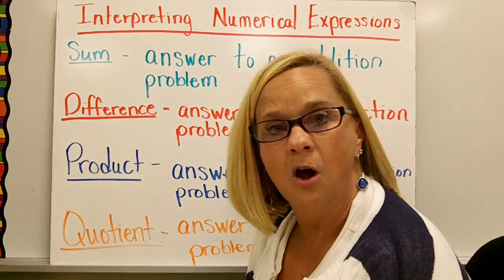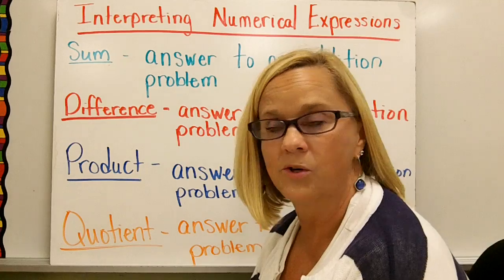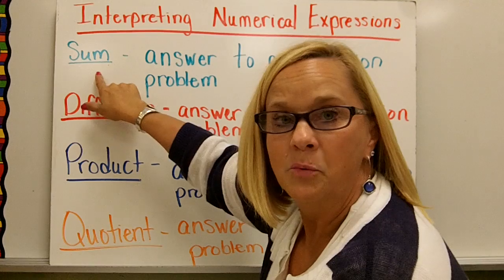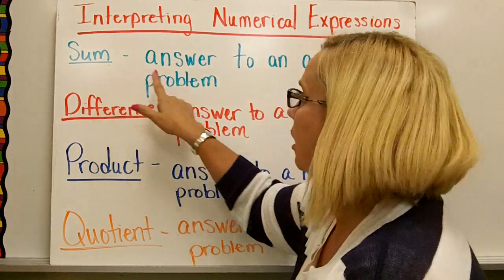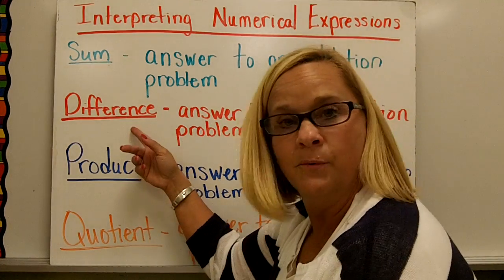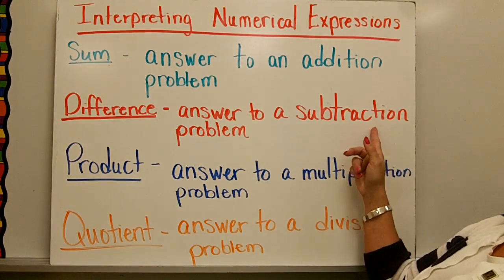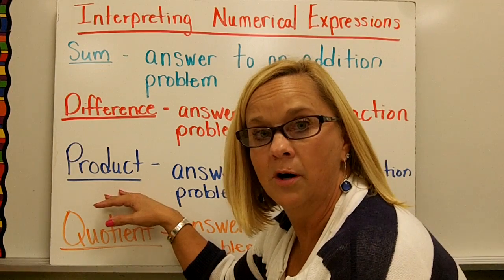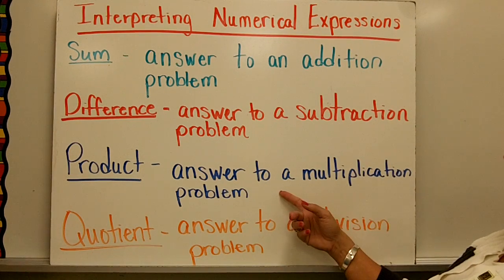I want to start off by talking about some vocabulary words, some terms that we're going to be using when we're talking about interpreting numerical expressions. The first vocabulary word I have here is sum, and you need to always remember that the word sum means the answer to an addition problem. The difference is the answer to a subtraction problem. Product is the vocabulary word that we use when we are describing an answer to a multiplication problem.